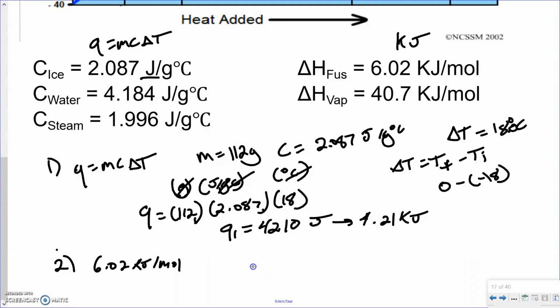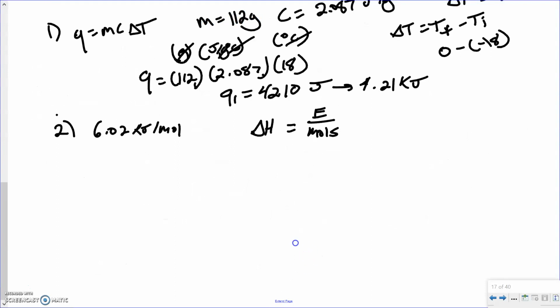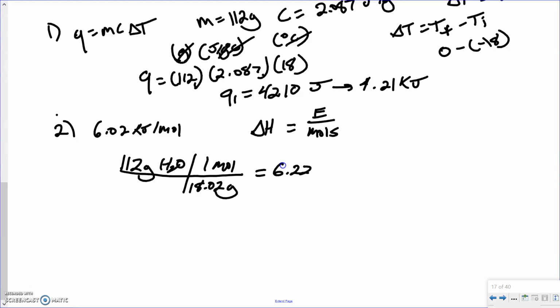So notice here's moles, not grams. So kind of the way we can think about it here is delta H is equal to energy over moles. Okay, what we're trying to do is calculate the amount of energy required here if you want to set it up like this, or you can set it up using train tracks. Either way works. It's kind of up to you. The first thing we need to do is get our moles into grams, and I can show you both ways. So 112 grams of H2O is going to be converted into moles, which is 18.02 grams per 1 mole. Okay, and that's going to give us, again, 3 proper sig figs, 6.22 moles.